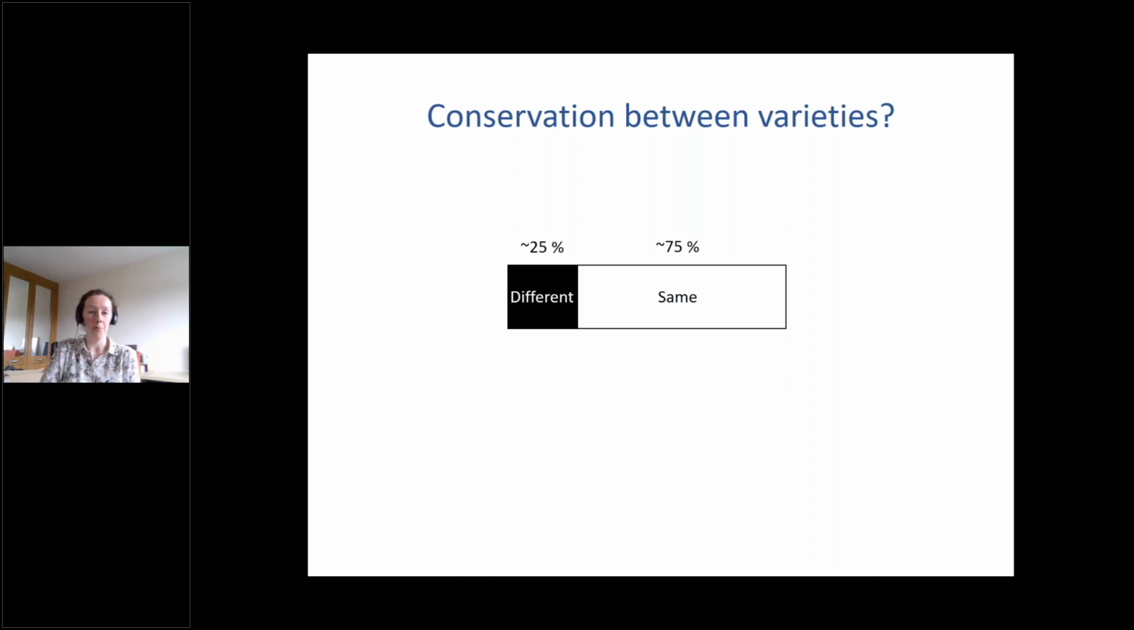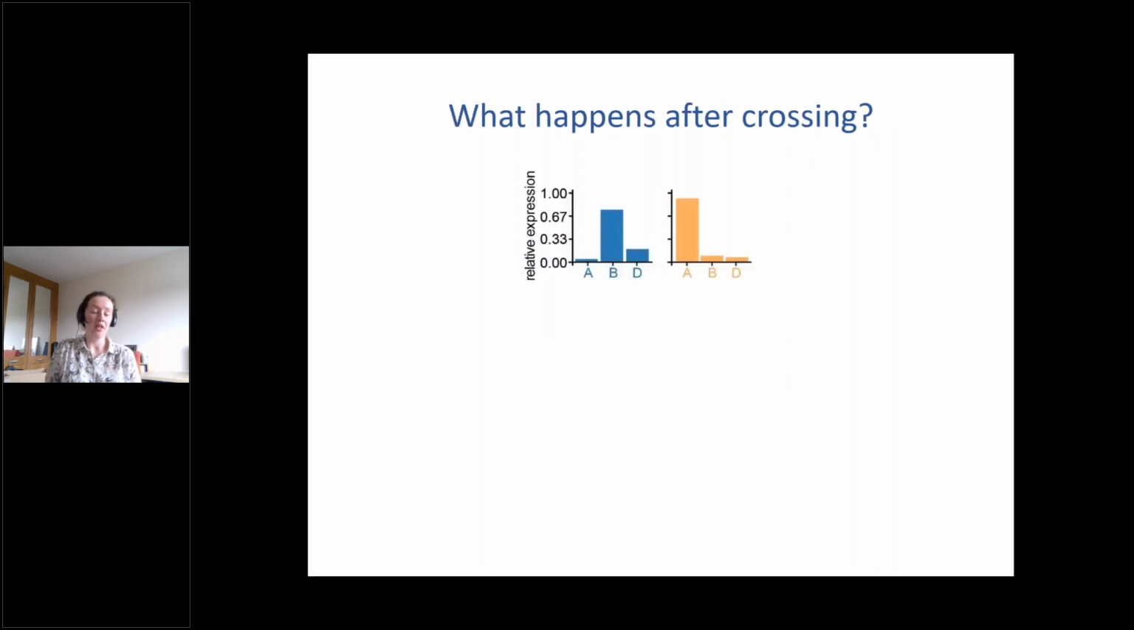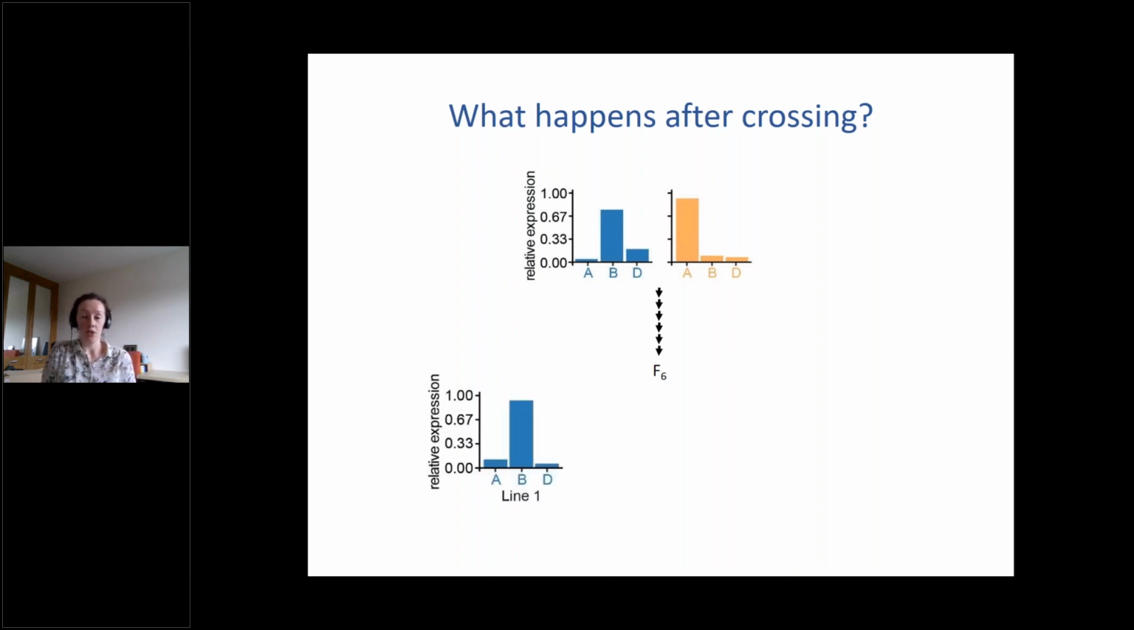And I was really curious what would happen if you cross together two varieties that have a triad with a different expression pattern. So for example, this triad in the blue variety has a higher expression from the B homolog, whereas the same triad in the orange variety has a higher expression level in the A homolog. What happens if we cross these together and look at the offspring? So we did this and looked at the F6 in a segregating F6 population to eliminate effects of heterozygosity.